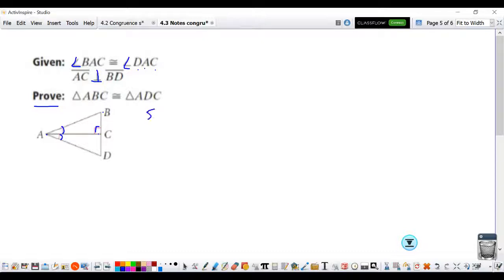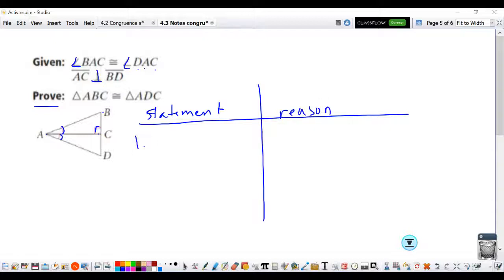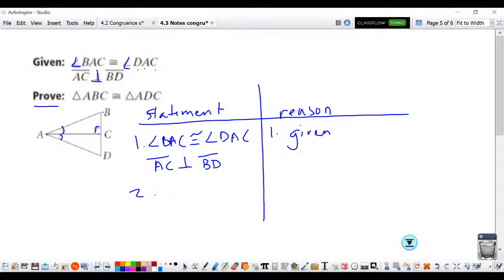Okay, so let's see. Statement, reason. Start with the given information. Okay, I want to make my first statement to talk about how perpendicular lines make right angles. So that's going to be what I want to talk about. So perpendicular lines form or make right angles.